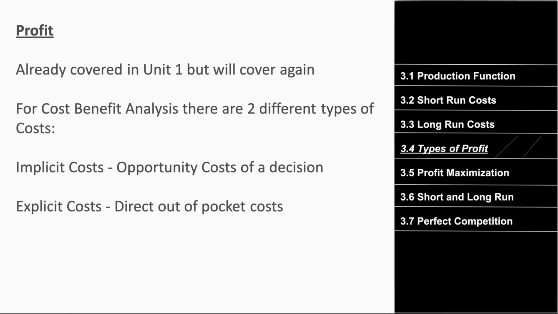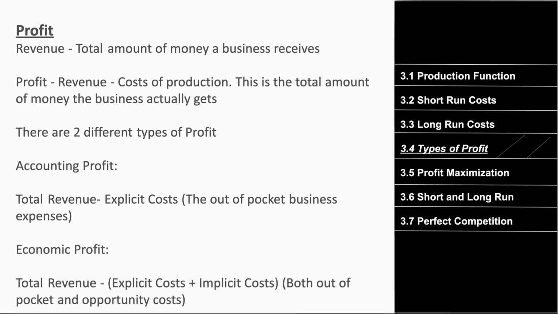So now let's talk about profit. Now we already talked about this in Unit 1, but we can cover it again. For cost-benefit analysis, you need to look at the costs of everything, but you also have to look at different profit. For costs, you have implicit costs, which are the opportunity costs of a decision, and explicit costs, which are the direct out-of-pocket payments. So you have two different types of profit. And remember, profit is just revenue minus cost of production. Make sure you know that.